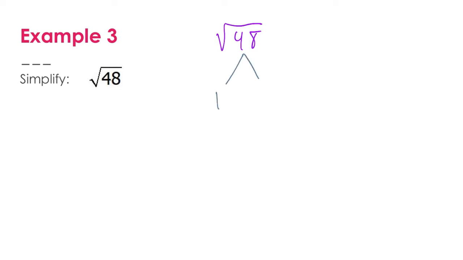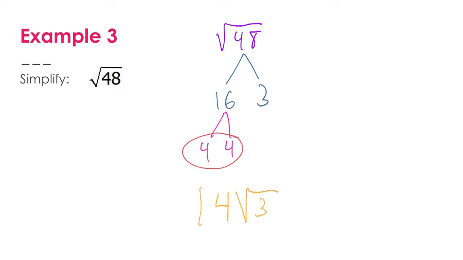So if I do 16 times 3, I know that I've got 3. That's a prime number already. Then I can do my 16, and I know that is a perfect square of 4 times 4. So I know now that I've got only prime numbers. I can start by circling my pairs. So I've got a pair of 4's. I don't have anything to go with the 3. So my final answer for this one is going to be a 4 on the outside times the square root of 3 on the inside.